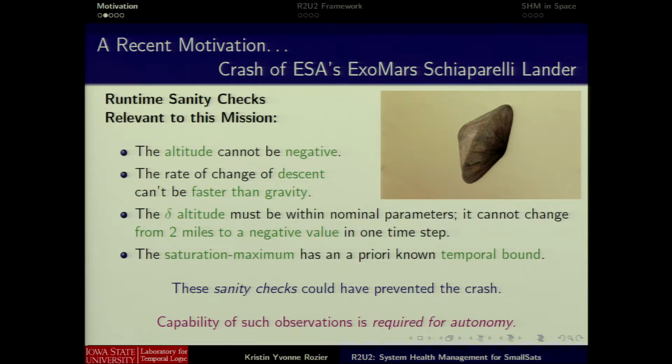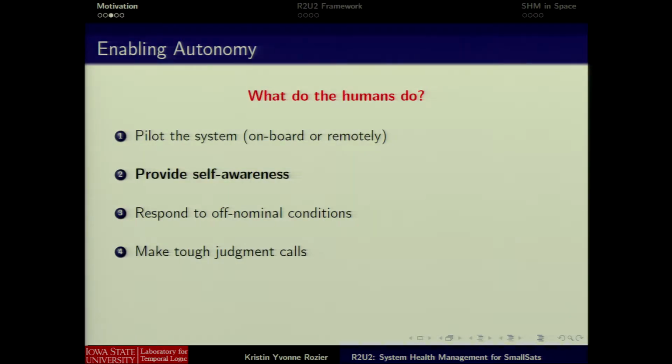So when we look at these things, we say that these are the kinds of capabilities, the kinds of observations we need to make in order to enable autonomy. We're talking a lot about autonomy here, and autonomy basically means replacing the humans, right? So when we talk about enabling autonomy, we need to ask ourselves, what is it exactly that the humans do? And then how are we going to replace that in a way that makes sense, right? One of the very first things that we have noticed that humans do very well is that they pilot the system, either on board or remotely. And of course, we've gotten quite good at autopilots. We even have autopilots that fly things that humans can't fly at this point.